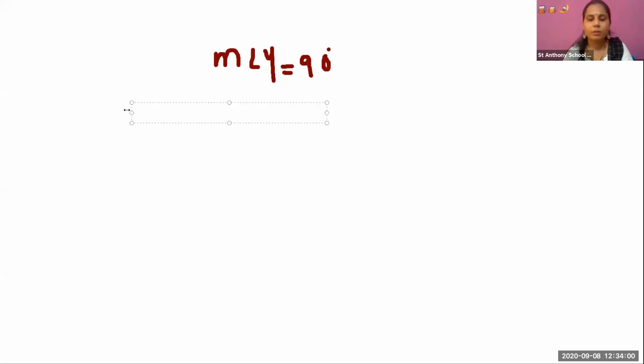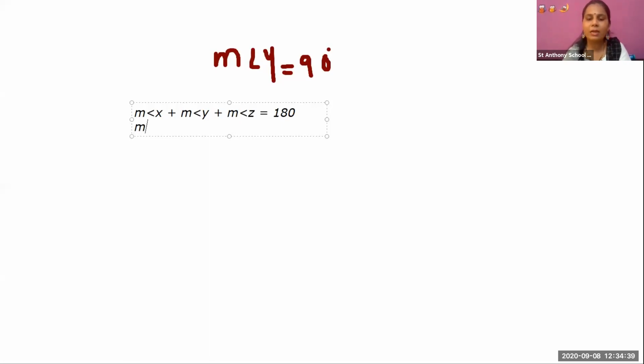Now we know that the measure of angle X plus the measure of angle Y plus the measure of angle Z is equal to what? 180 degrees. Why 180 degrees? Because the sum of the measures of all the angles of a triangle is equal to 180 degrees. Now the value of the measure of angle X, is it given or not?